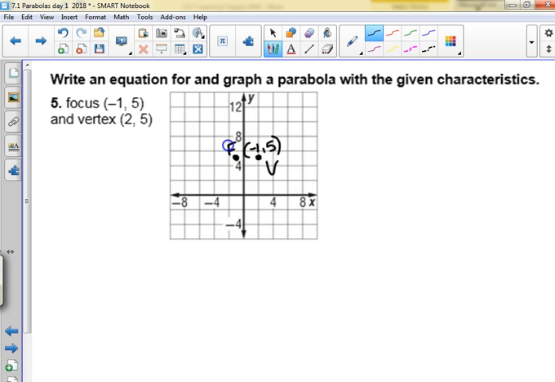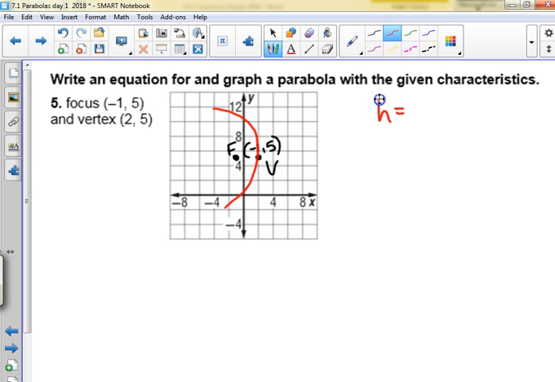Okay, this is the focus, this is a vertex. What can you tell me? It opens left. I don't know how wide or narrow it is, but it opens left, because the focus is always inside the concavity. Everybody good? Okay. What else can you tell me?